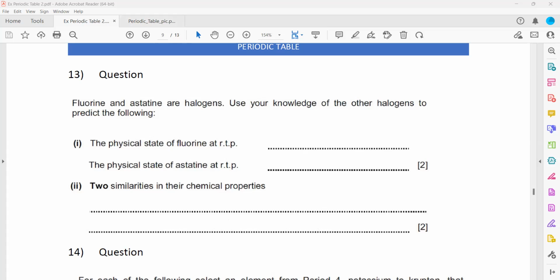So you can mention both have the valency of one. You can mention both can react with other metal to form halides. You can also mention react with other non-metal to form covalent compound, react with metal to form ionic compound, or these are non-metal, so they tend to form acidic oxides.